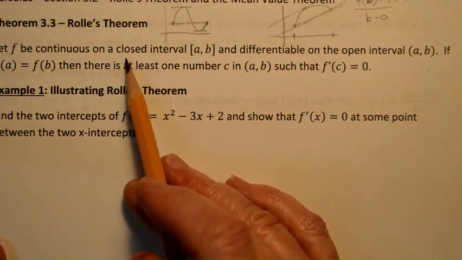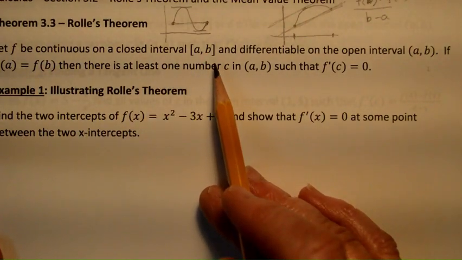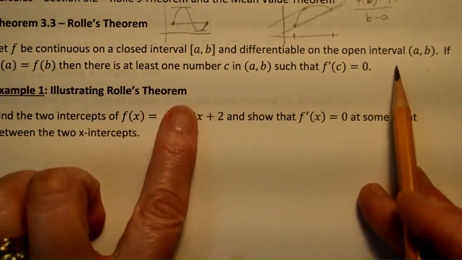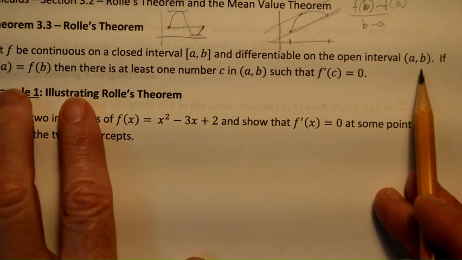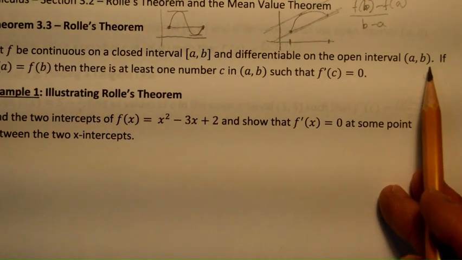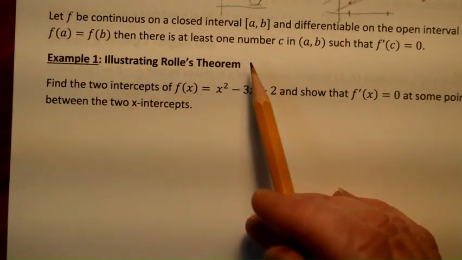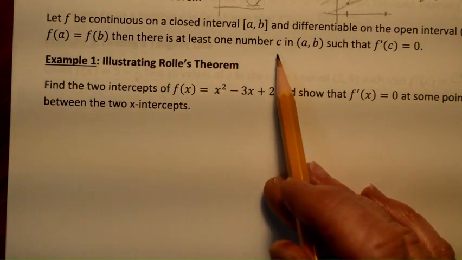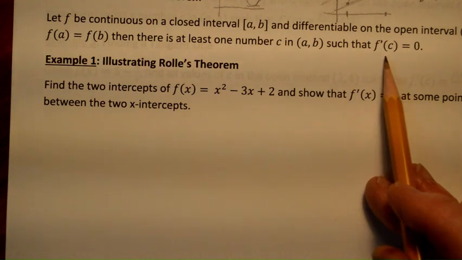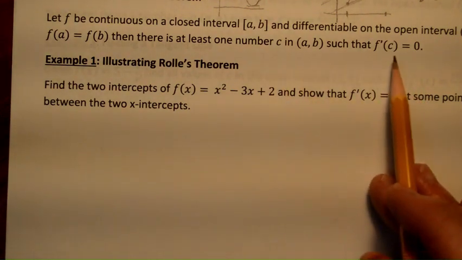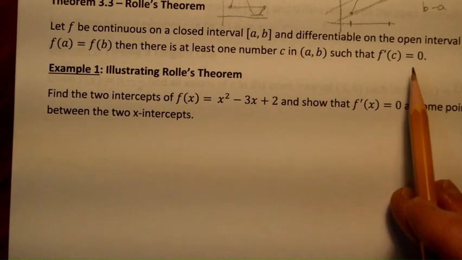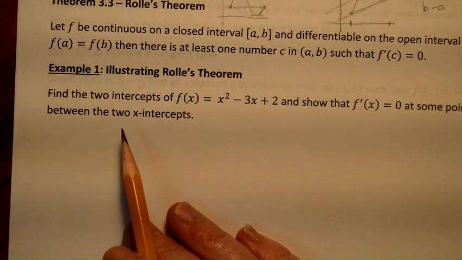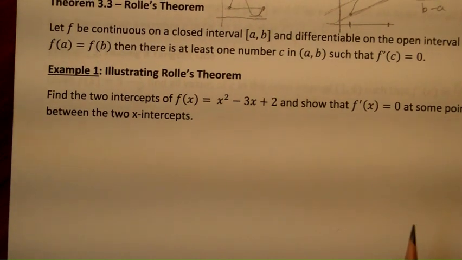So let f be continuous on a closed interval [A, B]. It starts out exactly the same way as the extreme value theorem did, and differentiable on the open interval, which we also said for the extreme value theorem. And then it says if f of A equals f of B, then there is at least one number C in the open interval such that the derivative is also 0. Again, that guarantees that the max or min is occurring within the interval, not at the endpoints. Okay, let's take a look at that.